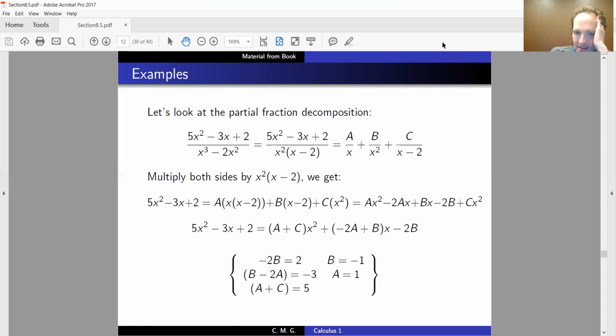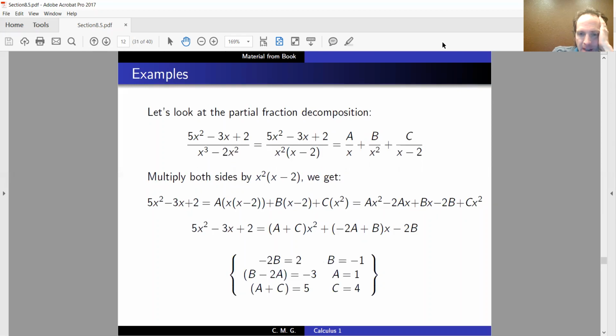I can solve for a then, because b minus 2a is negative 3. I'm going to subtract 2 across. Wait, what did I do wrong here? Oh, sorry. Negative 1 minus 2a is negative 3. So I add that 1 across. It gives me negative 2. Divide by negative 2, I get a is 1. And then c is 4, because a plus c is 5, and 1 plus 4 is 5. So that's how I get that.